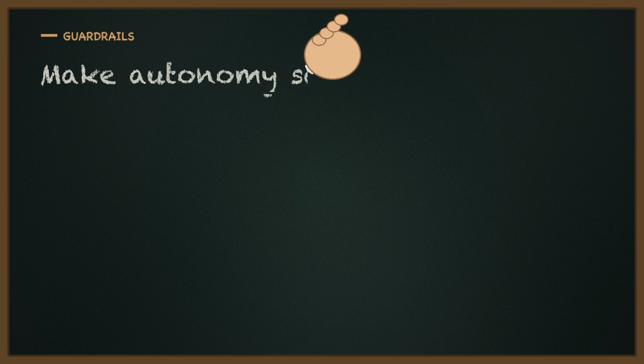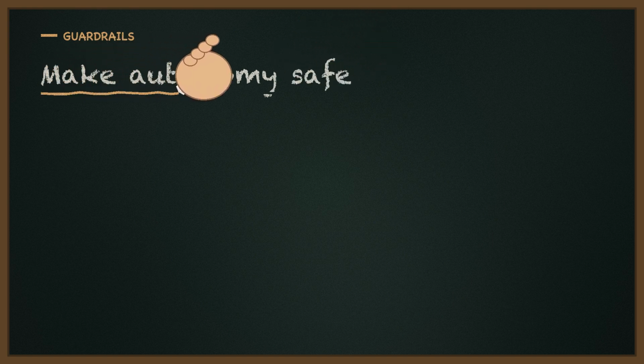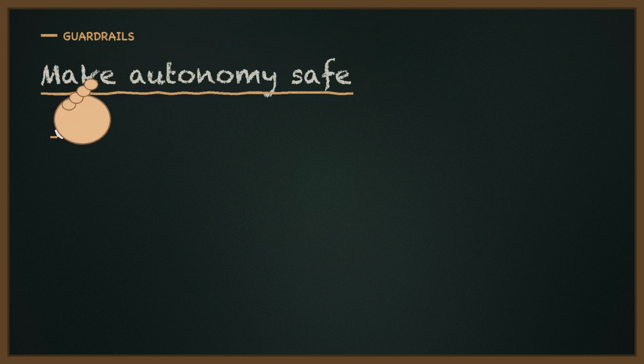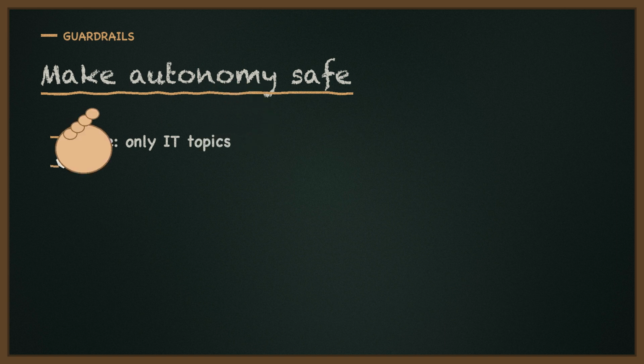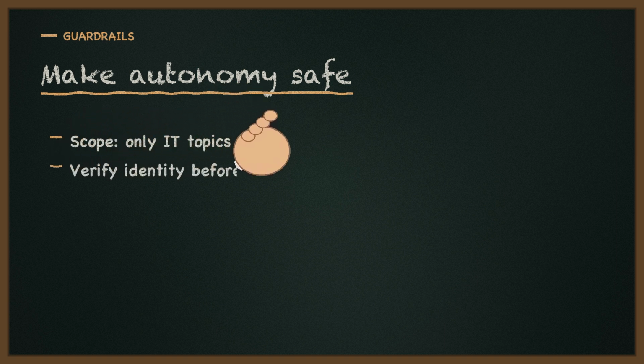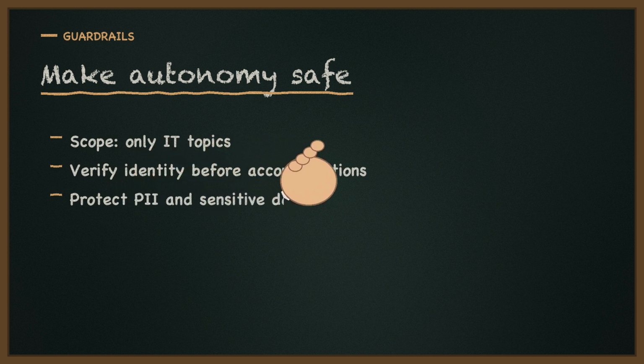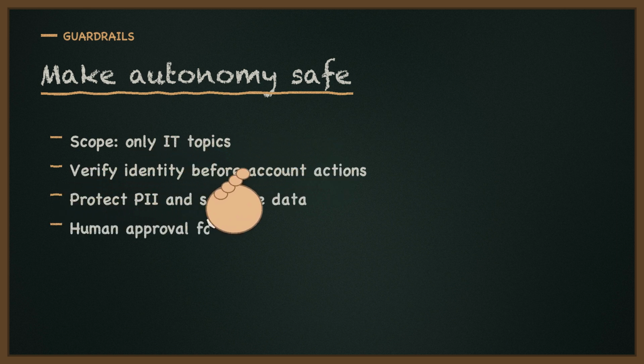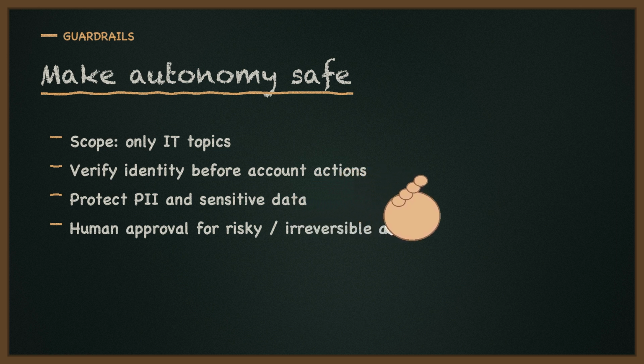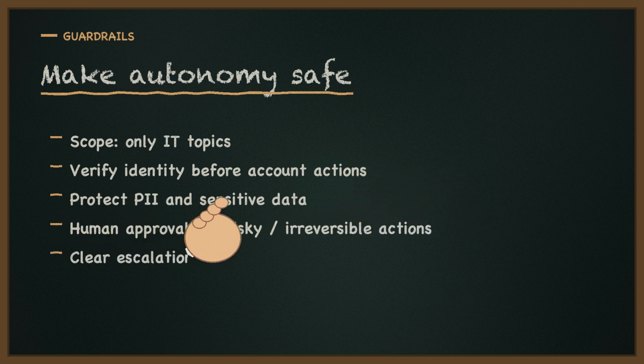Guardrails are what make autonomy safe to ship. Set scope limits so Aria handles only IT topics. Require identity verification before any account action. Enforce PII and data handling rules. Demand human approval for risky or irreversible actions. And define clear escalation to a person. Validation, permissions, and human-in-the-loop checkpoints are the difference between a helpful coworker and one you can't trust in production.